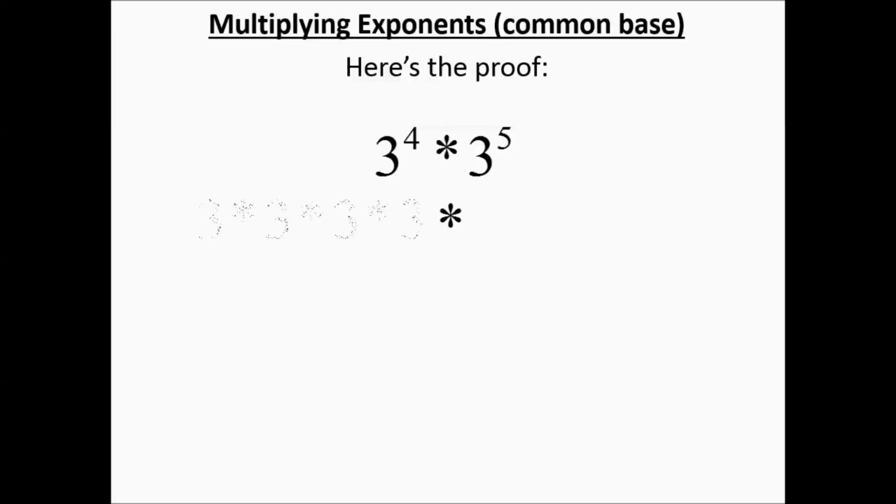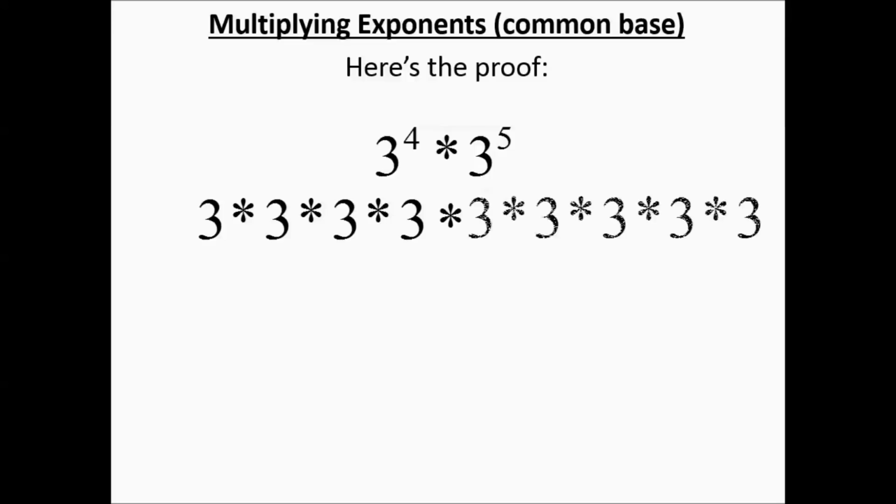So here's proof of why this works. We have 3 to the power of 4 times 3 to the power of 5. When writing this out as a product of factors, 3 to the power of 4 would be 4 of the number 3 multiplying by itself. And then you'd write out 5 of the 3's on the other side. So we're multiplying a whole bunch of 3's. How many are we multiplying? We're multiplying 9 of them. So that's the proof of why this works.